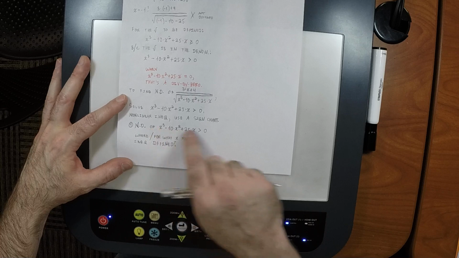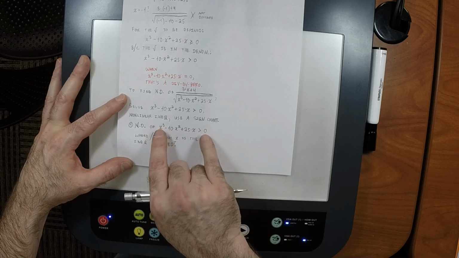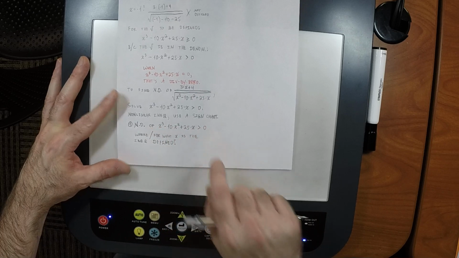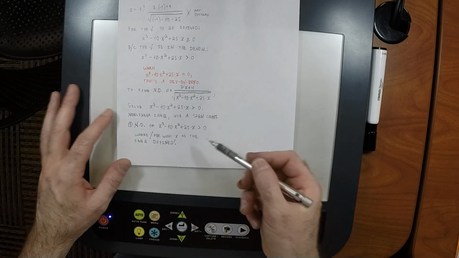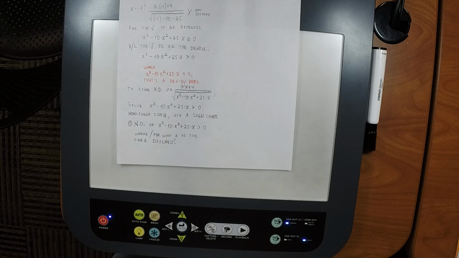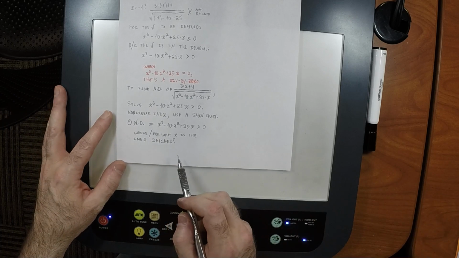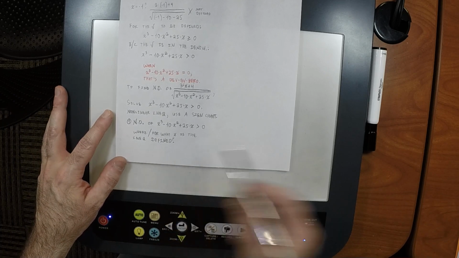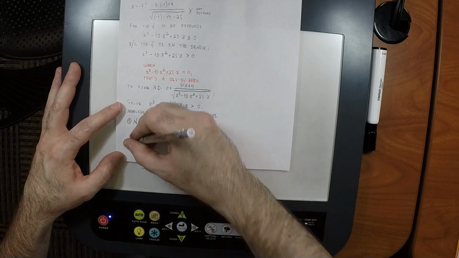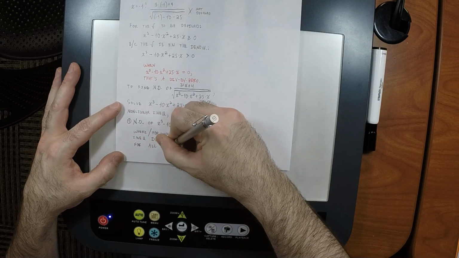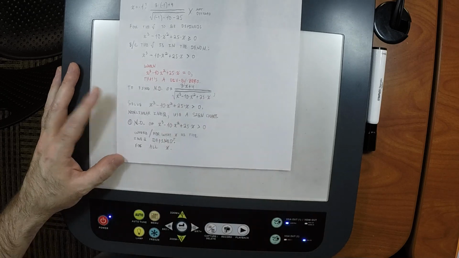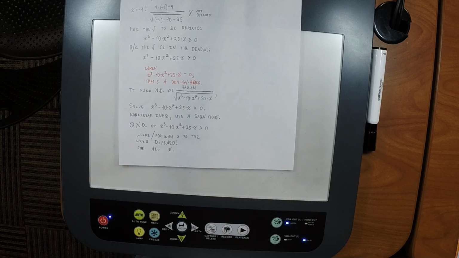Now, then you might ask, well, if you plug in 0, the inequality would read 0 greater than 0, which is false. But that's not the question I'm asking. I'm not asking where is the inequality true. I'm asking where is it defined, false or true. So it's defined everywhere. It's defined for all x.